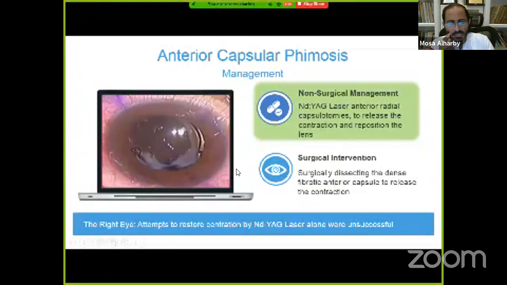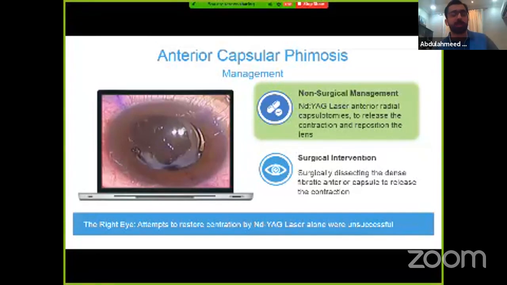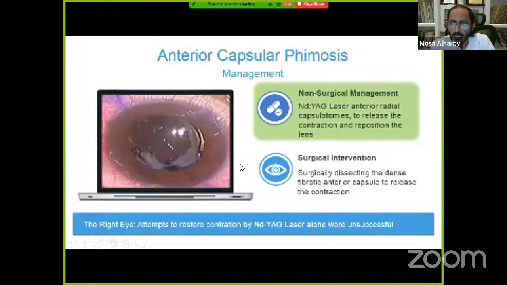So this is a monofocal, isn't it? This is a toric. Toric monofocal. Multifocal. Still multifocal.